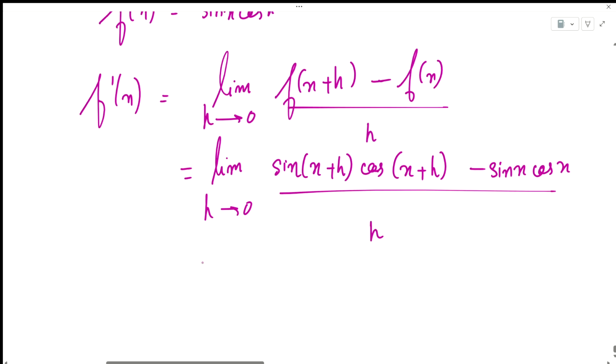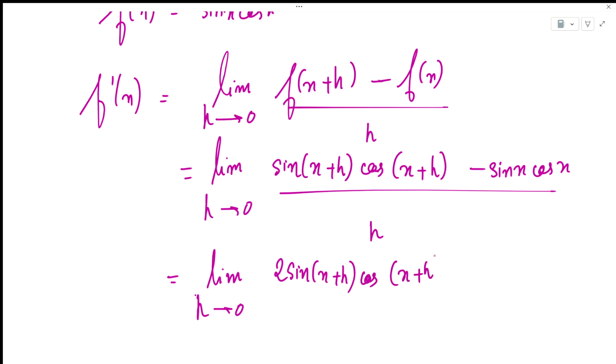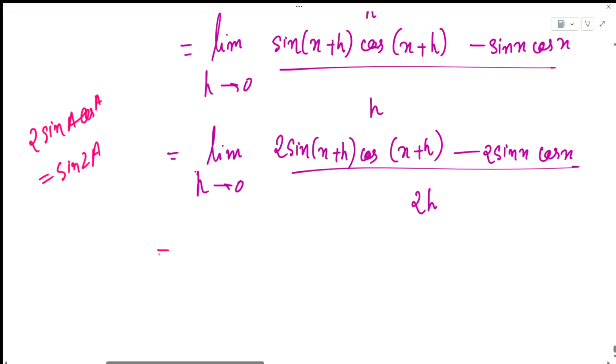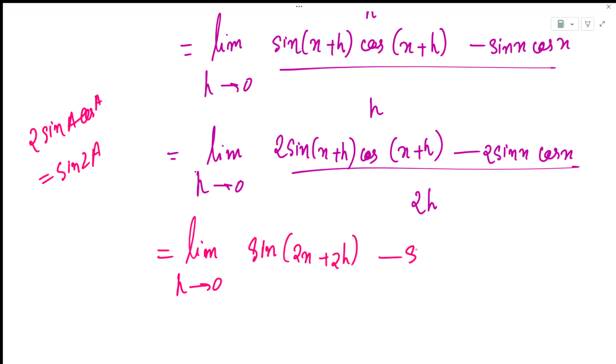So what I'm going to do is create the sine 2a formula. So I'm going to multiply both top and bottom with 2: 2 sine x plus h cos x plus h, and over here I'll also have 2 sine x cos x, and on the bottom 2h. So you would know from your trigonometry identities that 2 sine a cos a is equal to sine 2a. So this limit will reduce to sine of 2x plus 2h minus sine 2x.